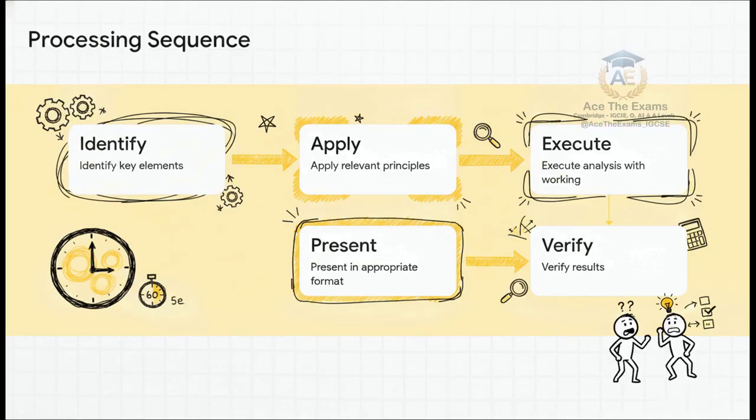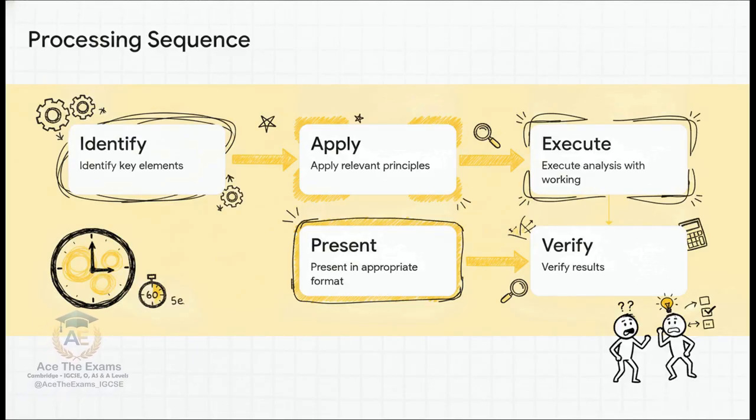Systematic processing within the IEEE framework follows a very strictly standardized sequence. Look closely at these 5 steps on your screen. 1. Identify the key elements of the scenario. 2. Apply the relevant IEEE principles. 3. Execute your analysis with perfectly clear working. 4. Verify your results. 5. Present it all in the appropriate format.